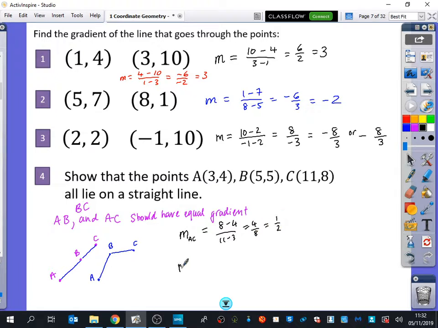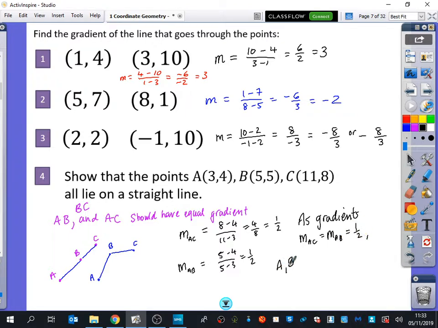And then which other gradient did you look at? A and B. And the gradient of AB, and what does that give you? 5 minus 4 over 3. 5 minus 3 is 1 over 2. Which is 1 over 2. So here we could say, as gradients, MAC equals MAB, which is equal to a half.